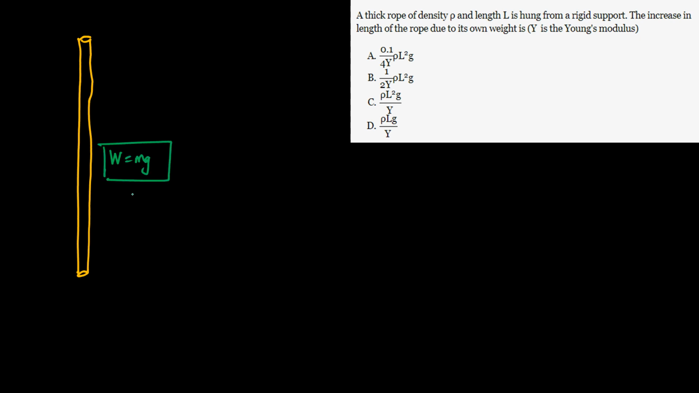Now here there is a rope given, so let me write down a rope this way, and it will be in the form of a cylinder. Density is given, the length is given, it is L, and it is hung. Increase in the length of the rope due to its own weight. So what is your weight? Weight is your mg, and it will act downwards always. And from where you can consider this? You can consider this right from the center, and this will be your center of mass.